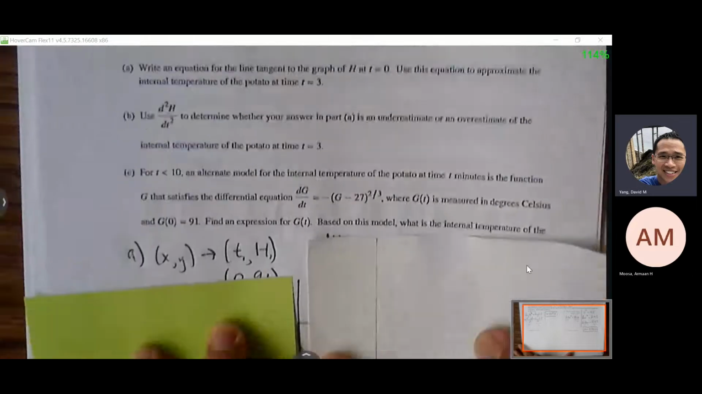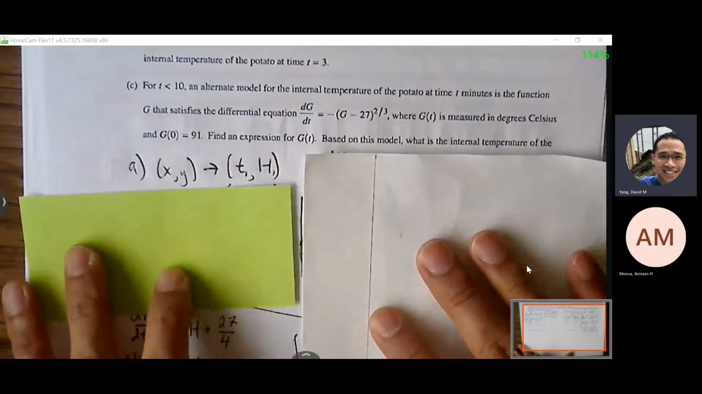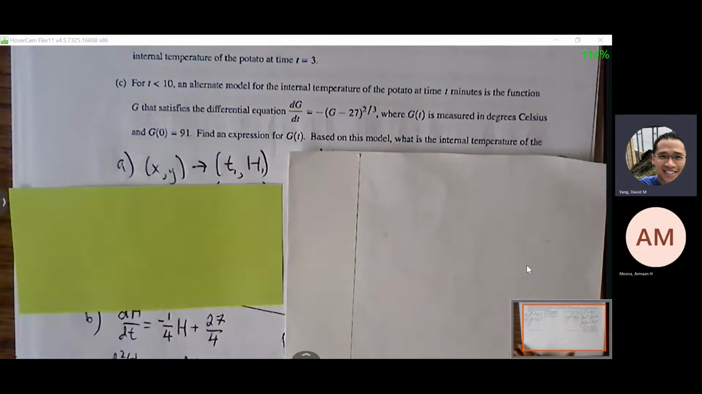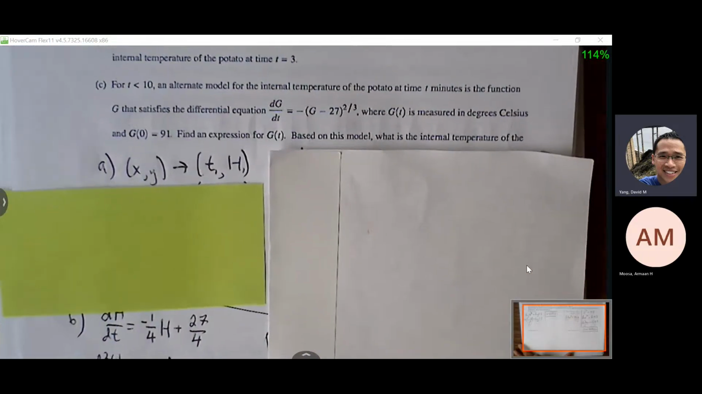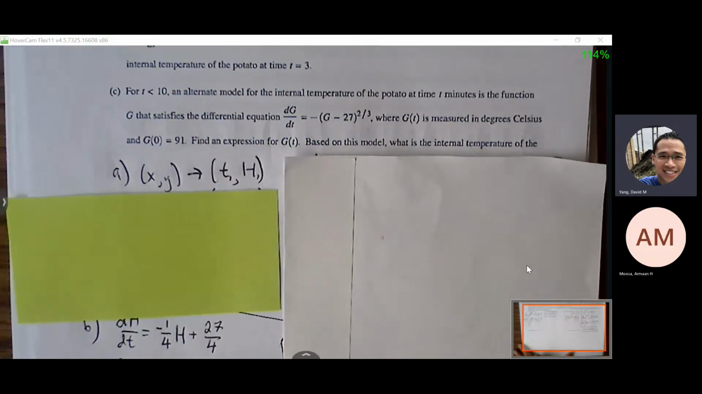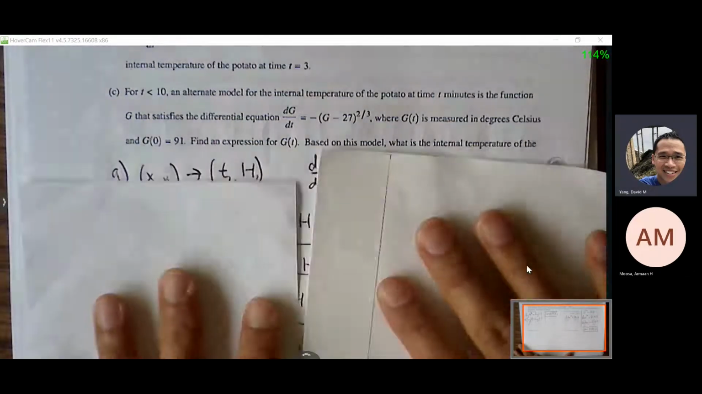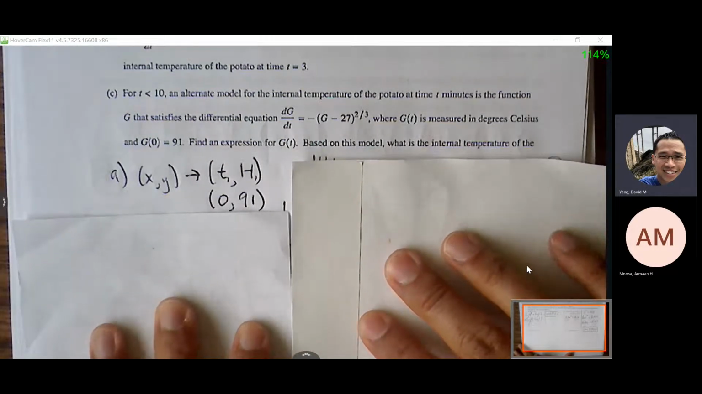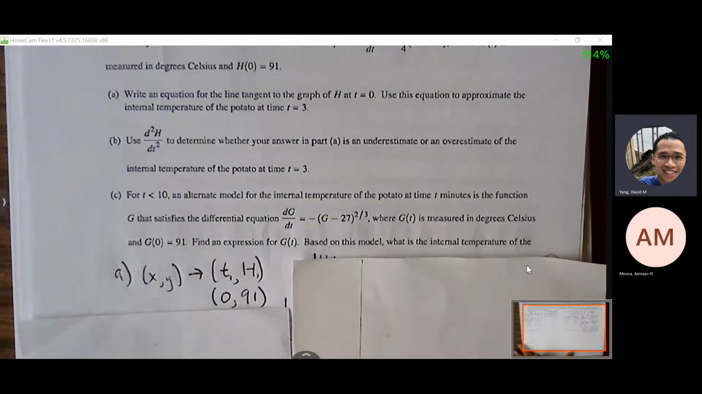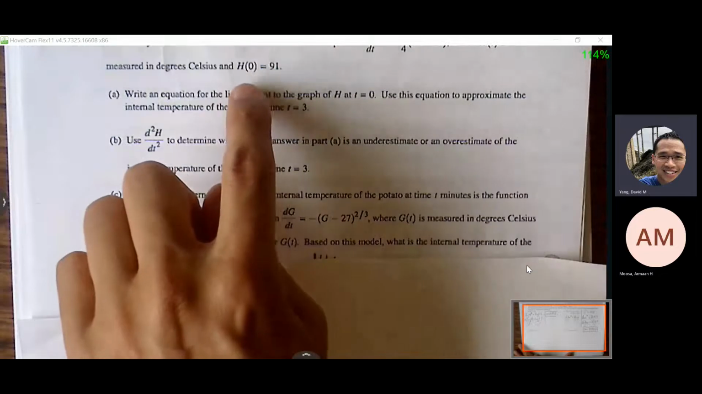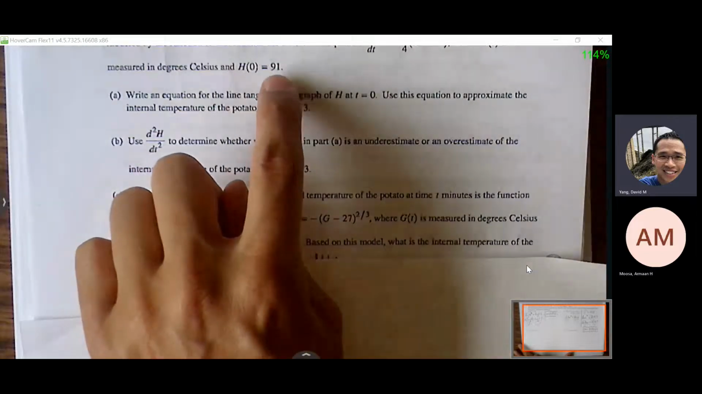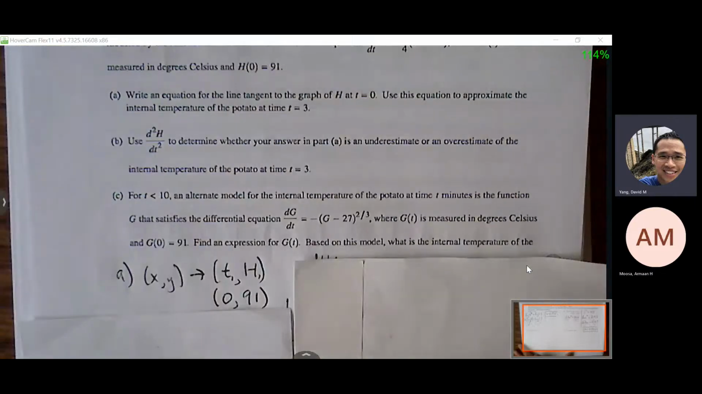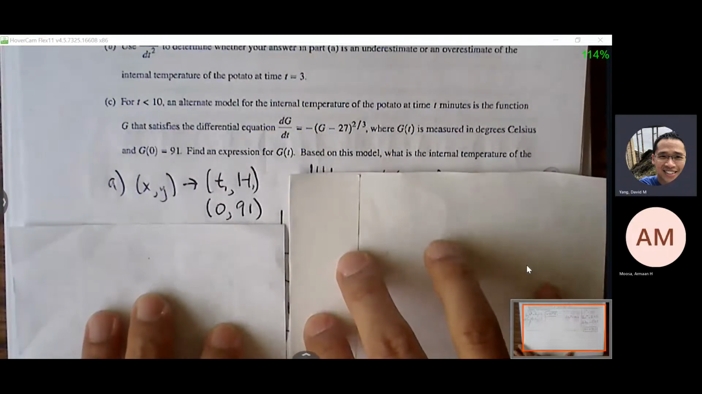So instead of x and y, we have to think in terms of t and h. Think of t as your independent variable and h as your dependent variable. So our ordered pair, instead of x and y, we have t and h. The problem says write the equation of the tangent line at t equals 0, so we know our ordered pair is (0, 91). That's provided for us: at time t equals 0, temperature is 91 degrees.